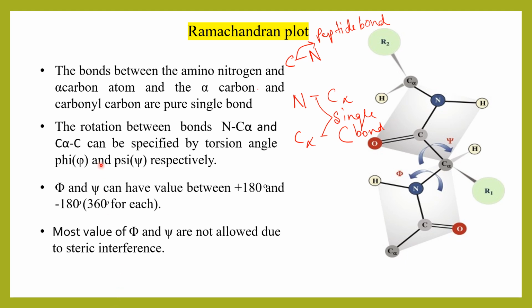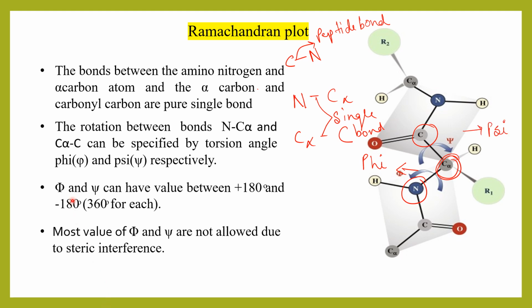The next point says the rotation between the bonds N and C alpha and C alpha and C can be specified by torsion angle phi and psi respectively. That is, since it is a single bond, it is allowed to rotate, and the rotation between the N and C alpha is specified by torsion angle phi, whereas the rotation between the C alpha and C is specified by torsion angle psi.